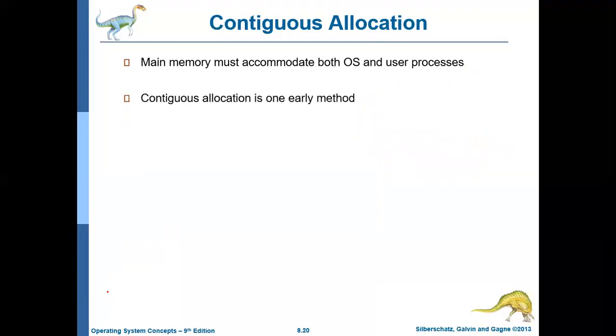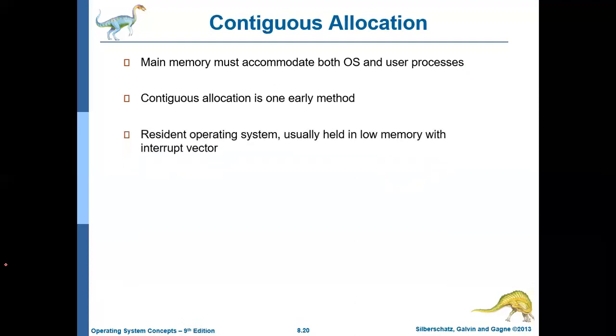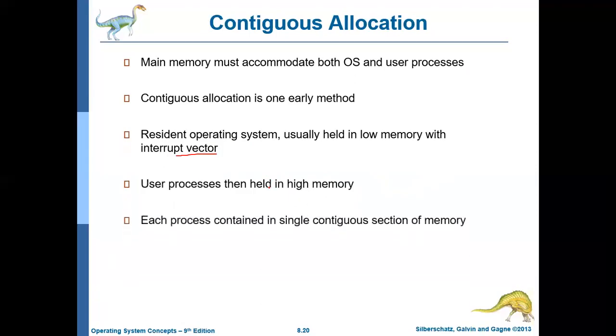That is what we are going to discuss. Contiguous allocation is the early method of memory allocation. Normally the operating system and interrupt vector table occupy the lower memory, and user processes are held in the higher memory, above the operating system. Each process is contained in a single contiguous section of memory.